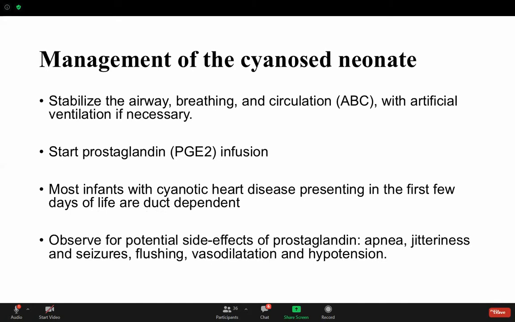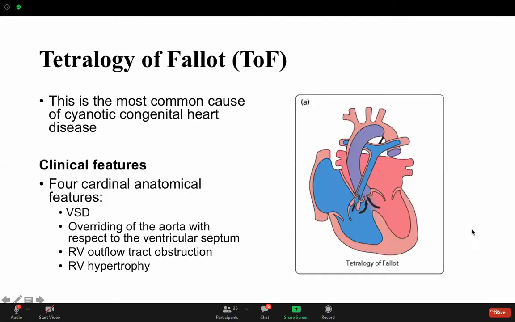How would we manage a cyanosed neonate؟ طبعا stabilization اللي هو ABC، بعدين we start البروستاجلاندين E2. اوكي، وش يسوي البروستاجلاندين E2؟ يحافظ على ductus arteriosus، يخليها open. ما عليكم من السايد افكتس حق البروستاجلاندين، اهم شيء تعرفونه انه if you have a cyanosed child you give him prostaglandin to maintain the duct open. واضح؟ بنشرح لكم الآن هنا على الرسمة ليش الدكت it's gonna help.